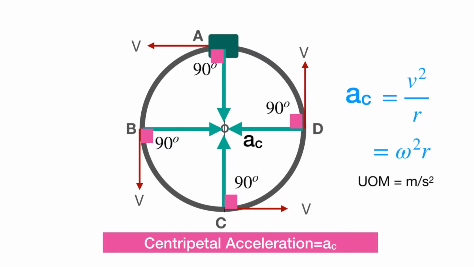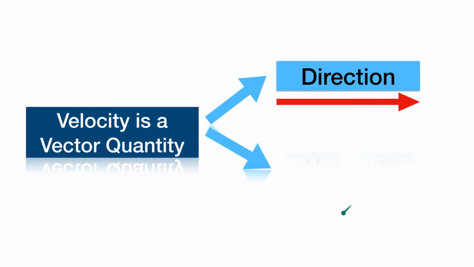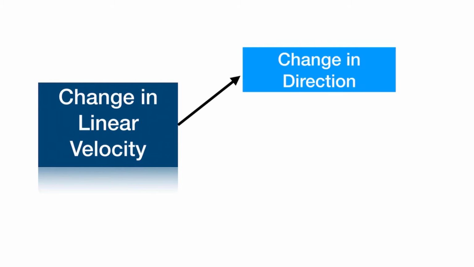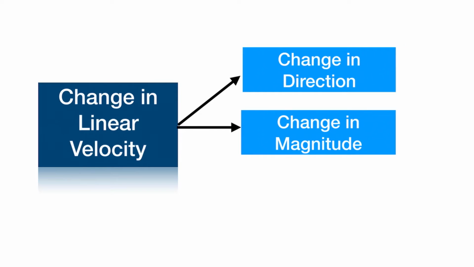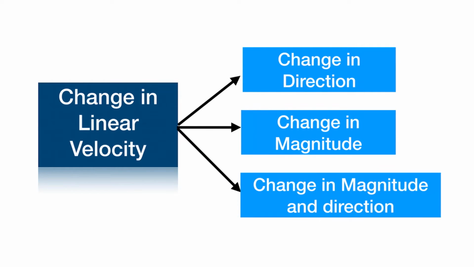So till now we talked about acceleration, which is related to change in velocity direction. Recall your understanding of velocity. Velocity is a vector quantity. It has direction and magnitude. Change in velocity can be because of a change in its direction, a change in its magnitude, or a change in both magnitude and direction.